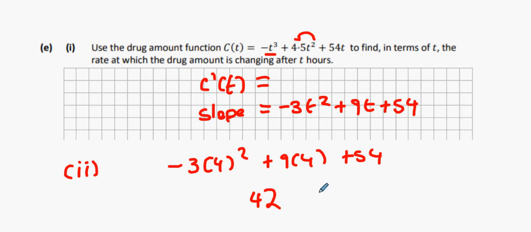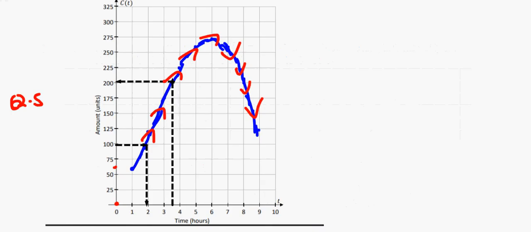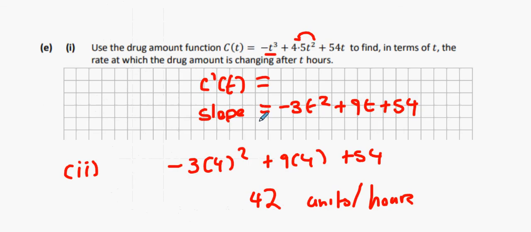This means that in this point of time, your drug is increasing at 42 units per hour. And if you go back to your graph, I'll come back to it in a second. See, after 4 hours, what's happening? You're on your way up. It's increasing at 42 units per hour. It's on its way up. Okay? So that's part 1 and part 2. It's on its way upwards. Everybody cool?